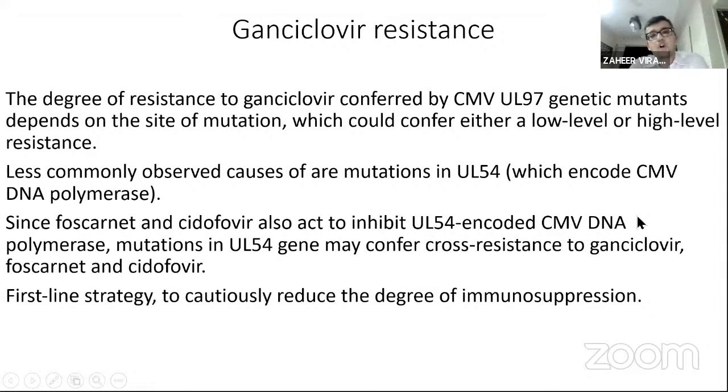So now these are the two common mutations one sees. The one is the CMV UL97 genetic mutation. Basically, when you have this mutation, one can get away by using other drugs known as foscarnet and cidofovir. But if one has a mutation in the UL54, this is a gene that may cause cross resistance with ganciclovir, foscarnet, and cidofovir.